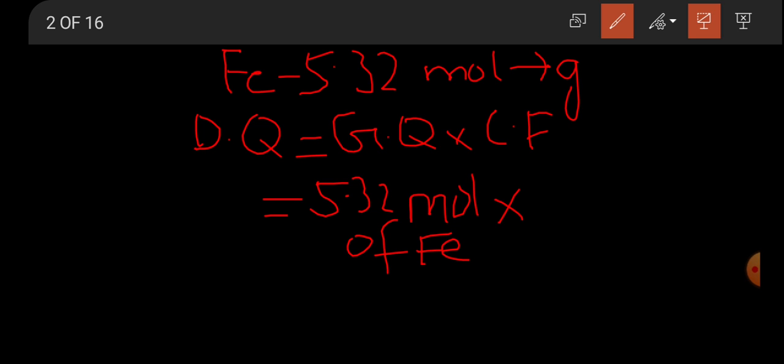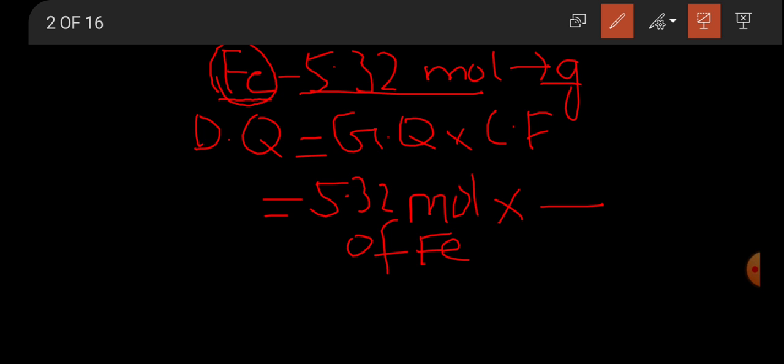Now, how will you guess the conversion factor? In this case, the conversion factor is not written from a balanced chemical equation. Why? Because you don't have any balanced chemical equation, because only one substance is involved, and that is iron. What you have to do is convert the moles into grams, and no balanced chemical equation is there for this part. So in this case, the conversion factor is written from the knowledge that you have about iron.